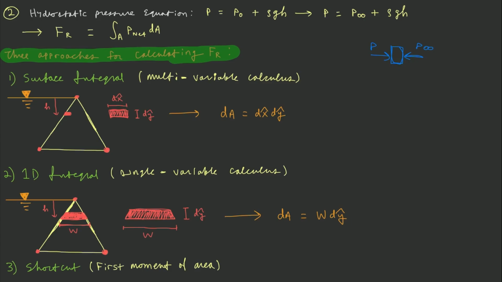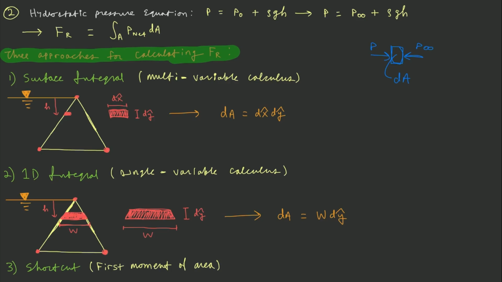We're going to take that net pressure, or that rho g h, and multiply it by the differential area, which in this case would be this area right here. And we're going to integrate that product of P net and dA over the entire area A of the triangle. Now, there are two approaches you can take here for determining your differential area dA.